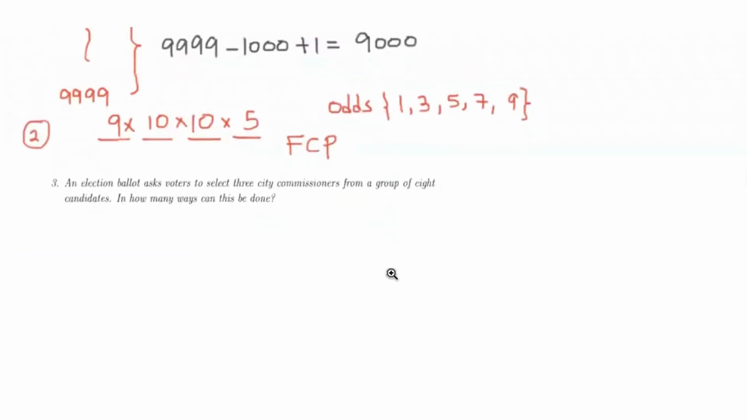Okay, election vote. City commissioner from 8 candidates. So 3 city commissioners from a group of 8 candidates. How many ways can this be done?